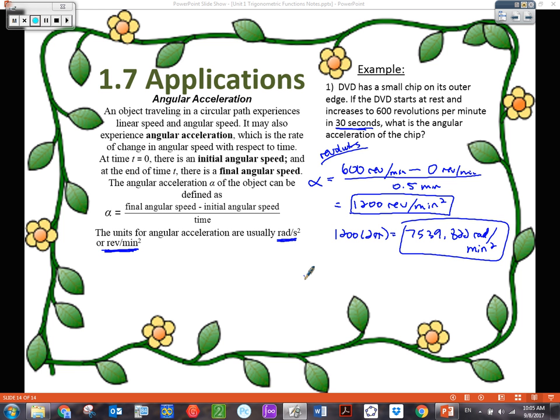But that's basically it. That's the new concept that will be added to all your other applications. Are we okay with that? Any questions? Okay.